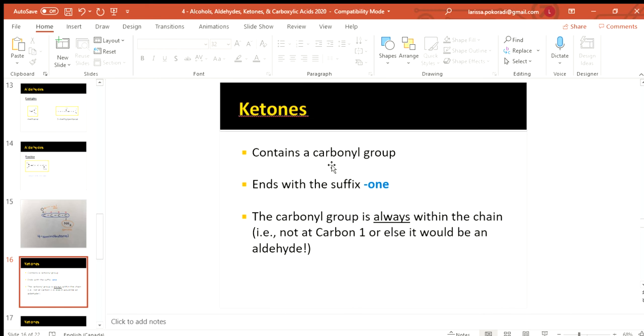So ketones, those are the ones that are a lot like aldehydes. So obviously also have that carbonyl. We're going to change the suffix because we've got a new organic family now. Ketone is going to have an -one suffix. The big difference is pretty much that carbonyl group is going to pop up anywhere within our chain, just not carbon number 1. So it's going to be somewhere in the middle, in the center.